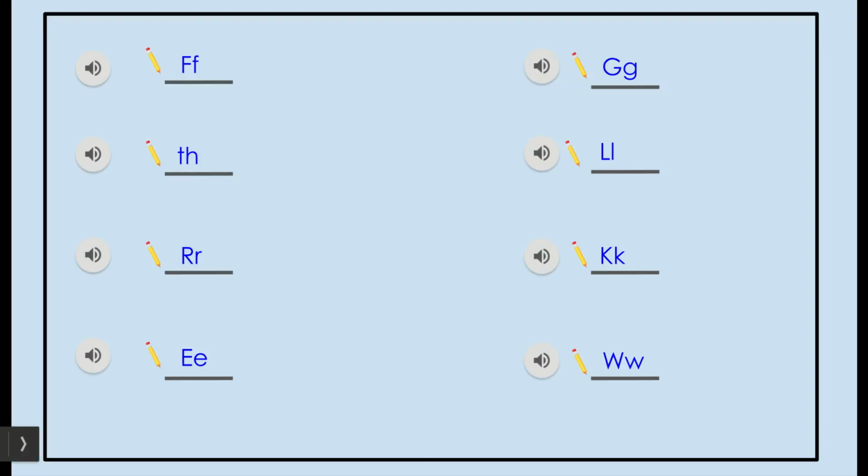The first sound you heard was F, made by the letter F. The second sound, G, made by the letter G. The third sound, Th, made by the letters TH. Even though it's one sound, there are 2 letters that make that one sound, TH. The fourth sound, L, made by the letter L.